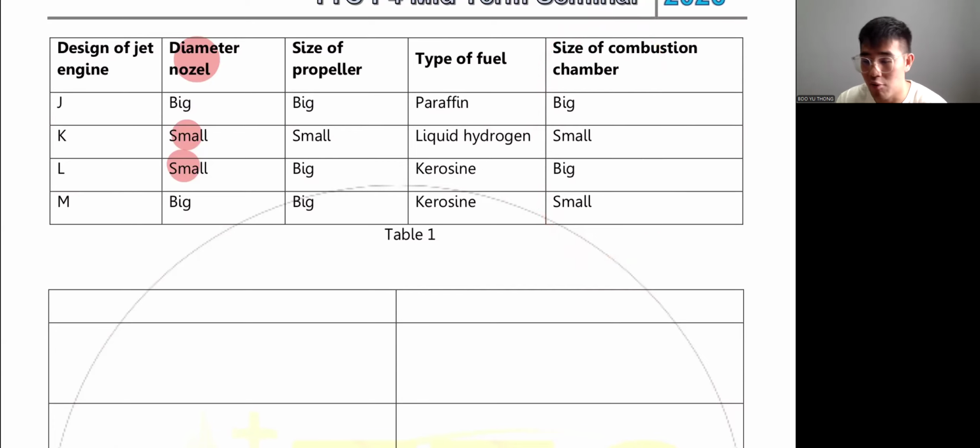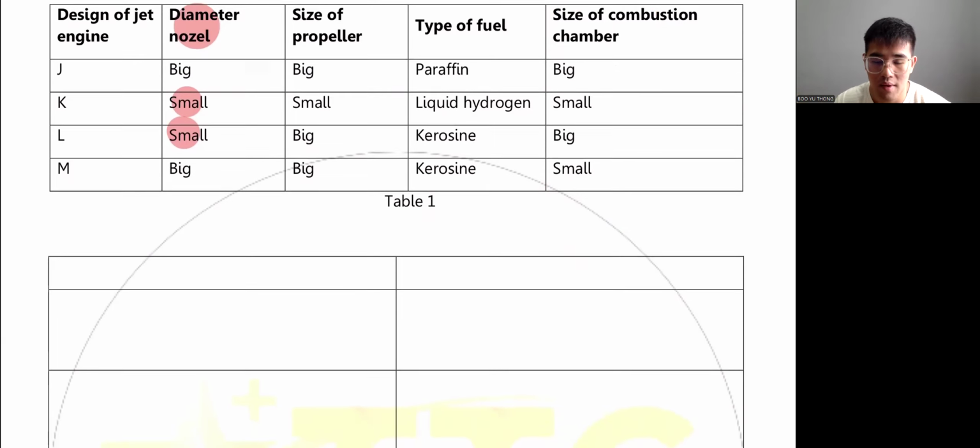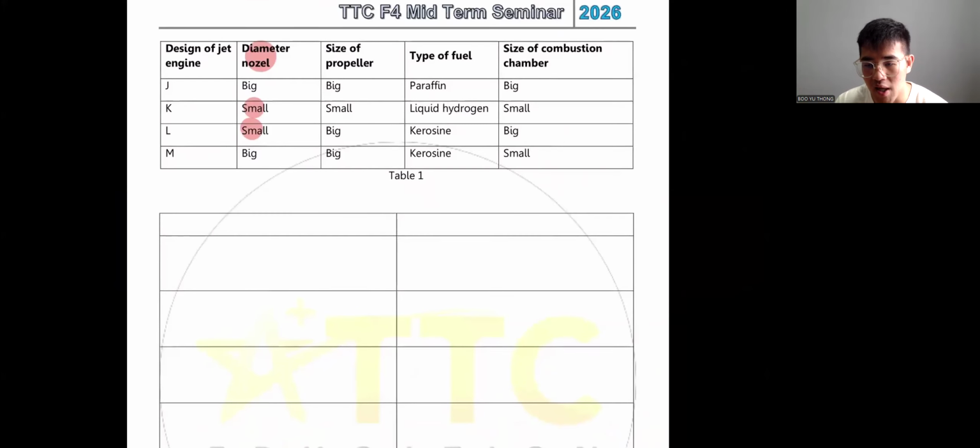Remember just now I said the combustion chamber is the part inside the engine where there is a volume, an empty space for the engine to burn the fuel. Whether you want it to be big or small, you have to pick later. Now, after that, you can understand what is going on in the table, right?